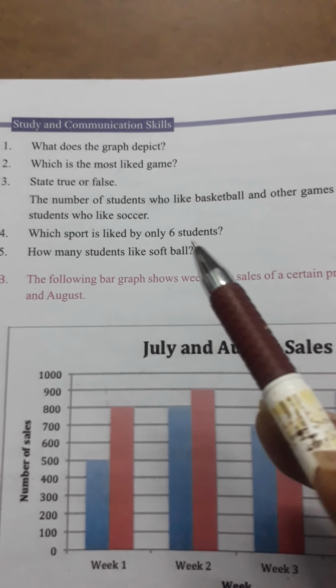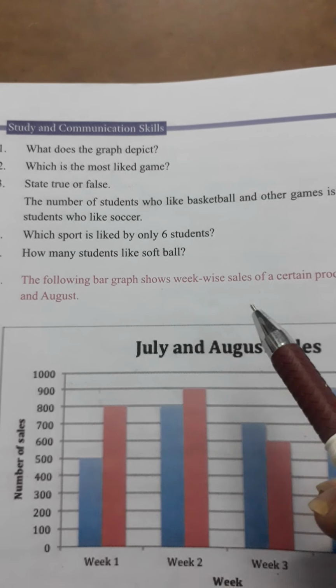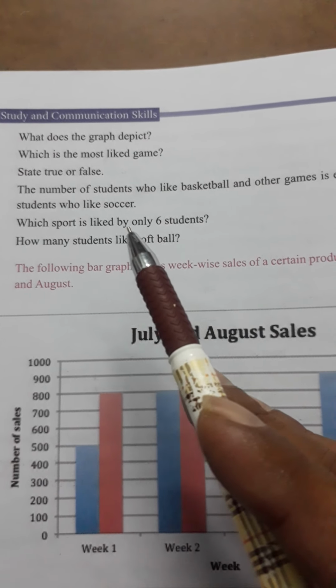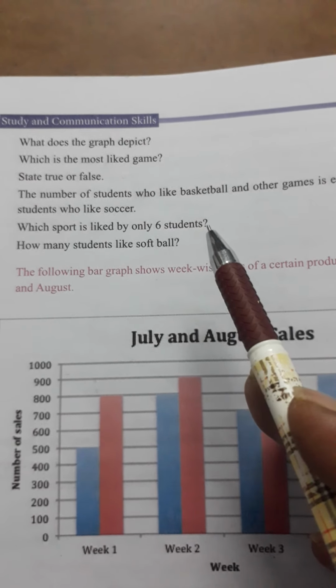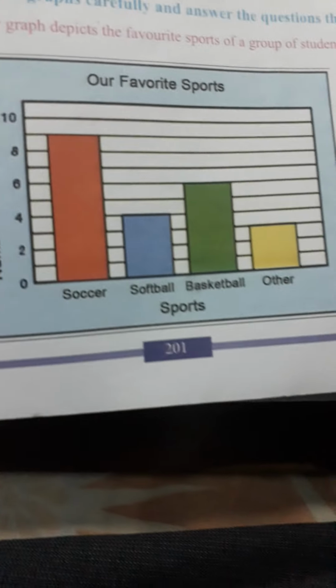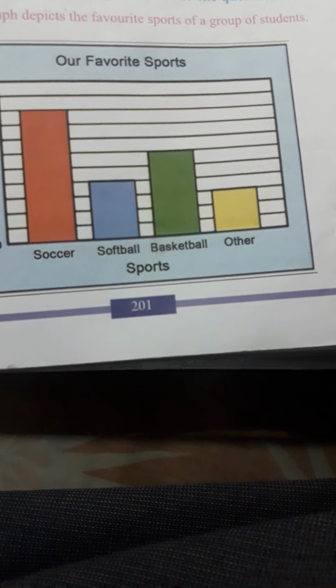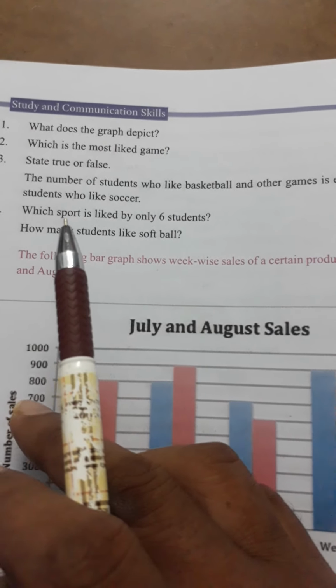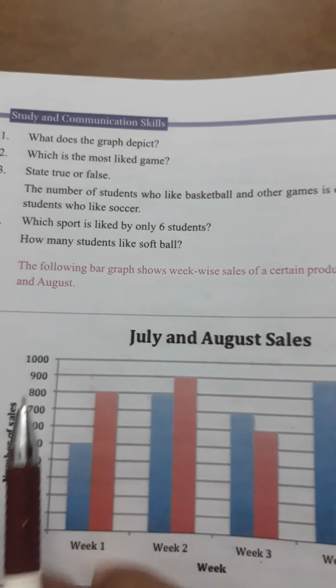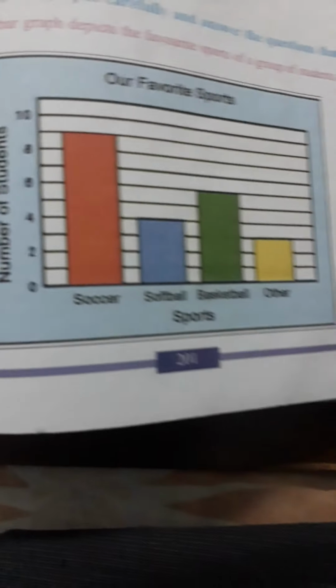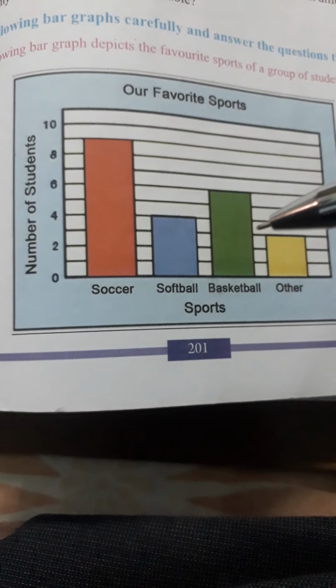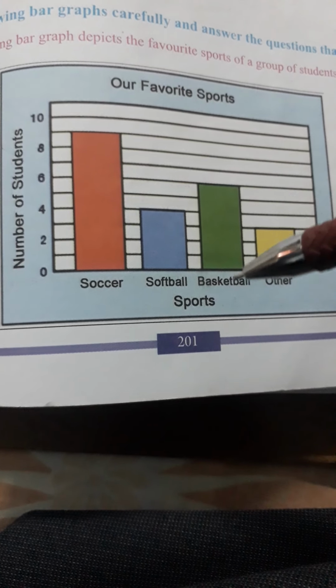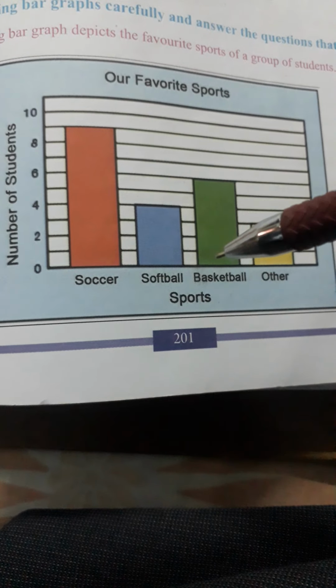Which sport is liked by only 6 students? Actually, how many sports are given here? 4. What are they? Soccer, football, basketball and other. What is the question again? Which sport is liked by only 6 students? You observe here the figure 6 students. Basketball. So the answer to this question is basketball.